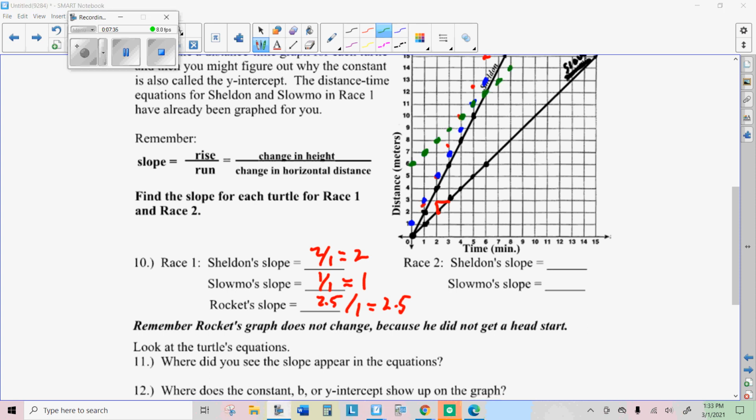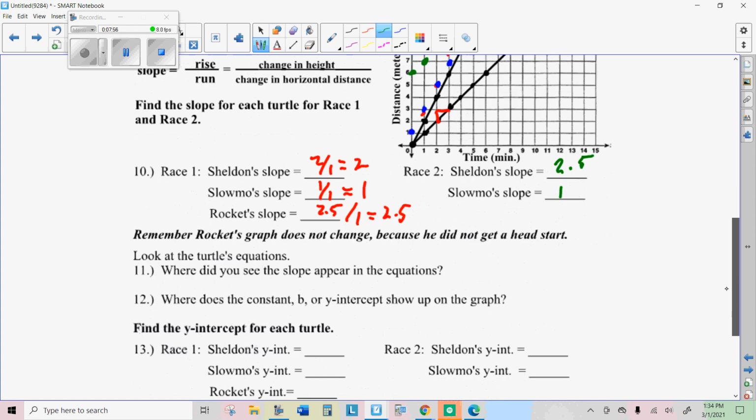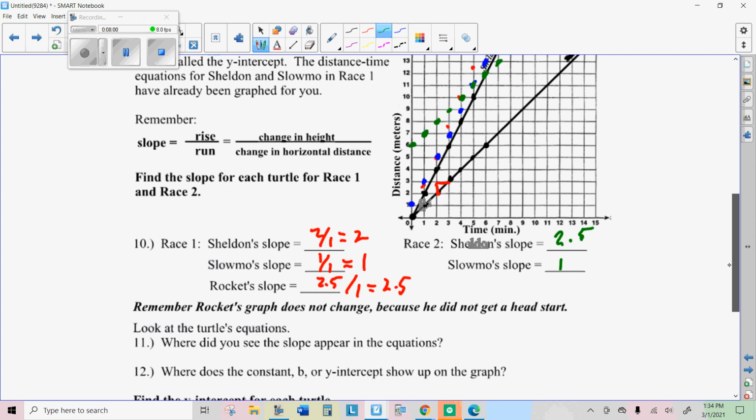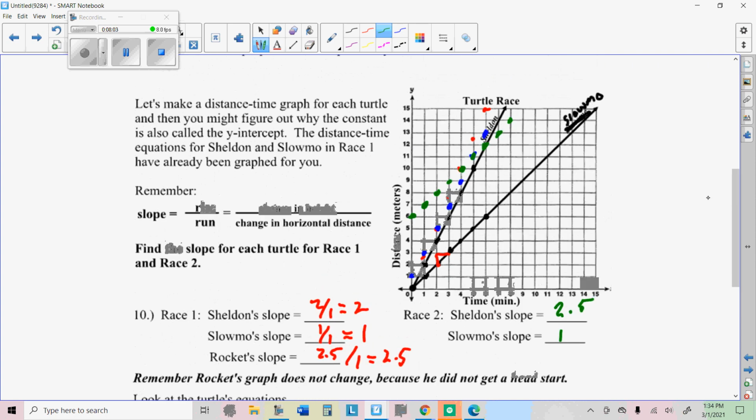Now, I didn't draw a line through the dots just because it's hard for me to draw a straight line, but you would draw a line because this is a continuous situation. Okay, Sheldon's slope, you should have put 2.5 for that, and Slow-Mo's slope is 1. They didn't change in the new equations. The slopes are the same, and you can tell that because their graphs should be parallel.